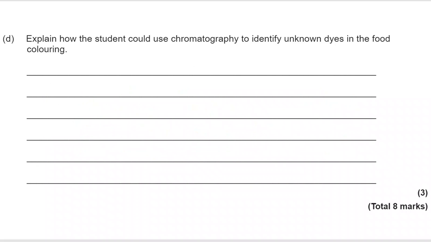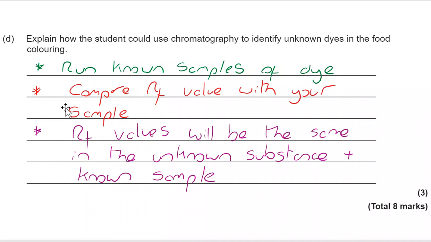And then finally for part D, explain how the student could use chromatography to identify unknown dyes in food colouring. So what you would do is run known samples of dyes. So you gather almost a library of data. And then you compare the RF value of your sample with the samples of the known dyes, and you find the ones that have the same RF value.